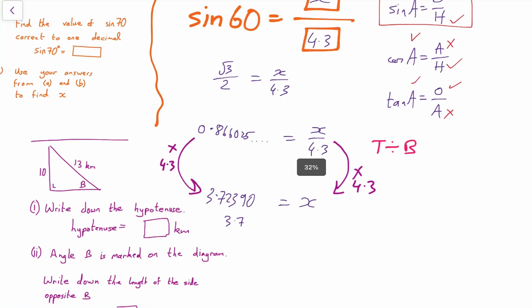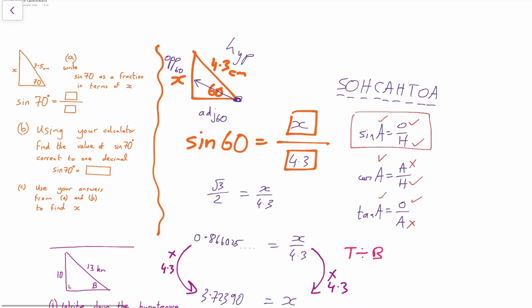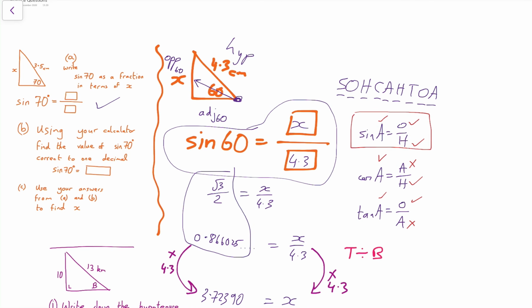Anyway, let's go back to the question. We weren't even really asked to find anything there. We were just asked to write sine 70 as a fraction in our example on the left. So once we wrote sine 60 as a fraction, we kind of had ticked that first part, A, done. B, using your calculator, find the value of sine 70. Well, once we did this, we'd answered part B.